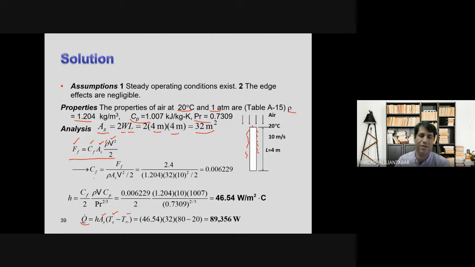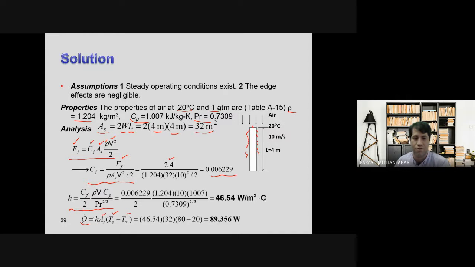You will see why it is important. Cf can be calculated. If you restructure this equation, you can calculate Cf. We have this drag force 2.4, we have rho, we have As, we have V, and we can calculate the friction coefficient. Now, if we have friction coefficient, again, if you remember, we had this equation to calculate H.